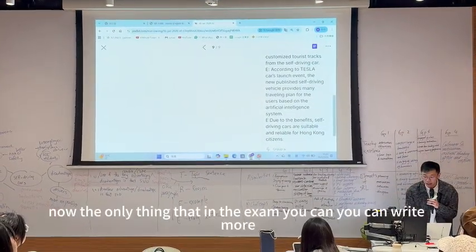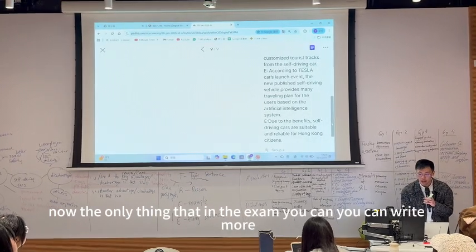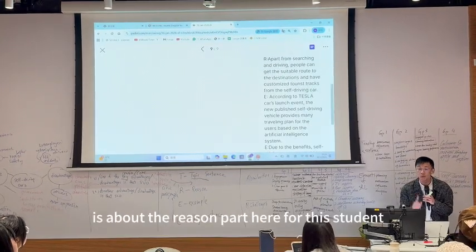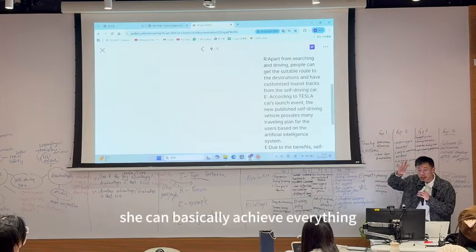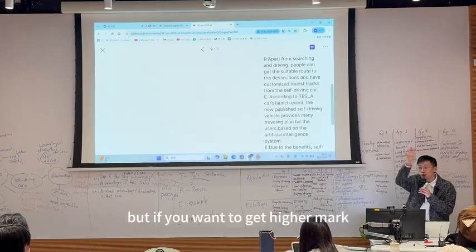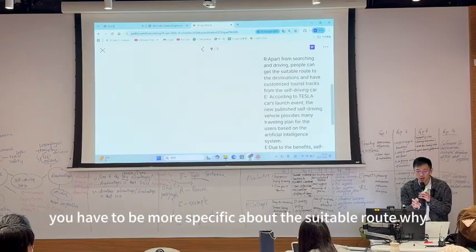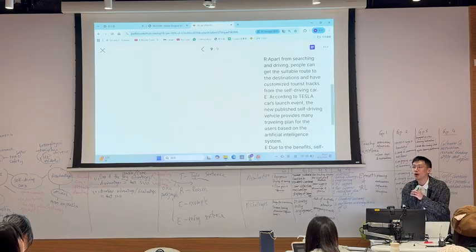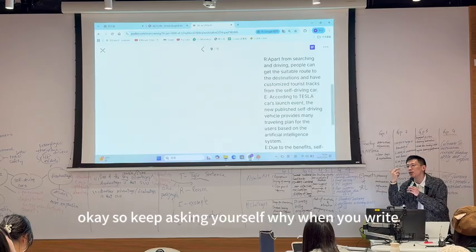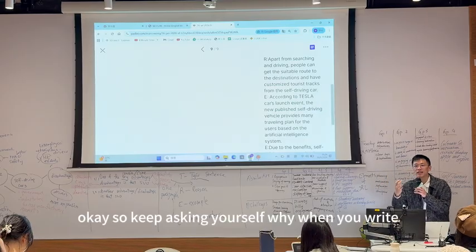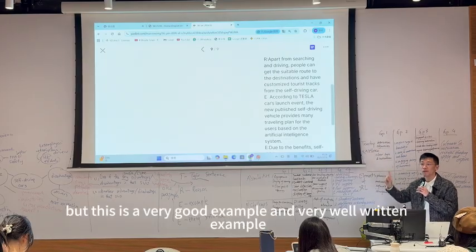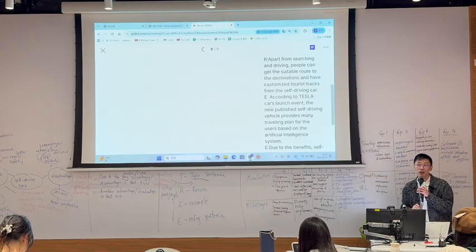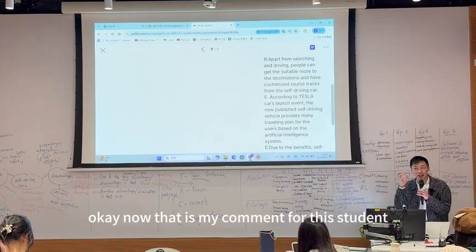Now, the only thing that in the exam you can write more is about the reason part here. For this student, she can basically achieve everything. But if you want to get higher mark, you have to be more specific about the suitable route. Why? Okay? So keep asking yourself why when you want to elaborate the reason. But this is a very good and very well written example. Okay? Now that is my comment for this student.